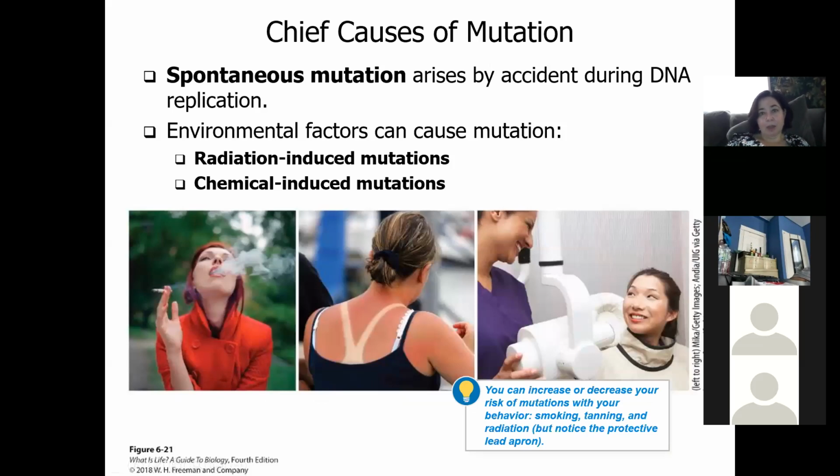And what can cause mutations? Spontaneous mutation, you see, is just a mistake that happened during DNA replication. But there are a bunch of mutations that can be caused by the environment, right? A very strong agent is radiation, right? Why radiation? Because the particles emitted by X-rays actually go into the DNA molecule and interfere with the DNA replication.